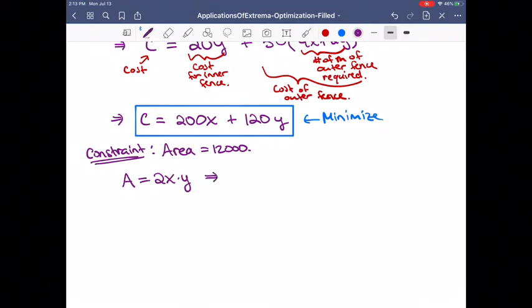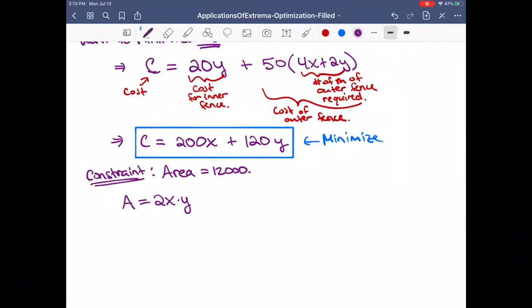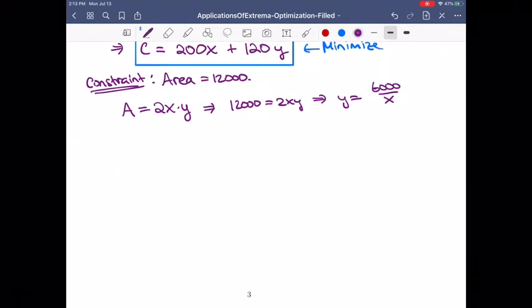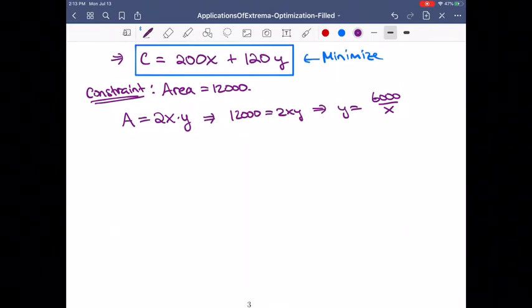If I want to get rid of a variable, maybe the y, I can solve. I know the area is 12,000, so I can plug that in for A. So 12,000 is 2xy. If I solve for y, I get 6,000 over x. So now we can reduce our cost equation.